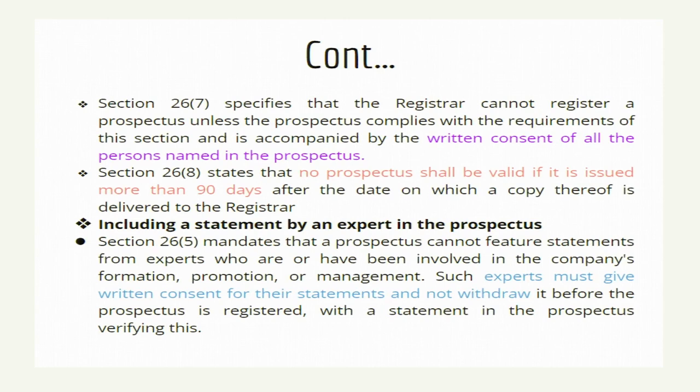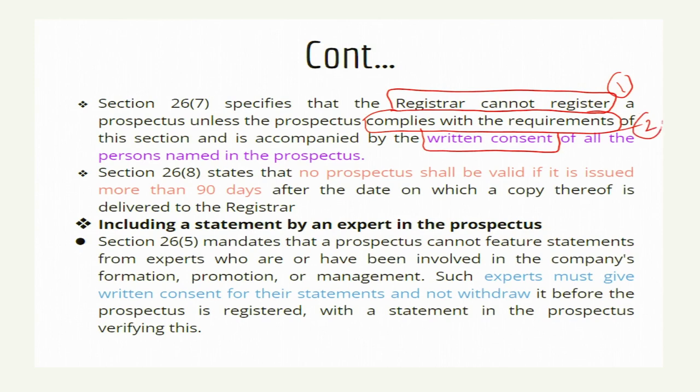Section 26 clause 7 specifies that the registrar cannot register. Registrar here means ROC, cannot register a prospectus unless the prospectus complies with the requirements. It means you need to fulfill all the requirements. First thing, you submit a copy to ROC. Second, you fulfill all the requirements of this section and it is accompanied by the written consent. Third is here written consent. So, if you fulfill these three requirements, you complete the entire process of issuing the prospectus. If you fulfill these three requirements, it means you complete the requirement as required by law.